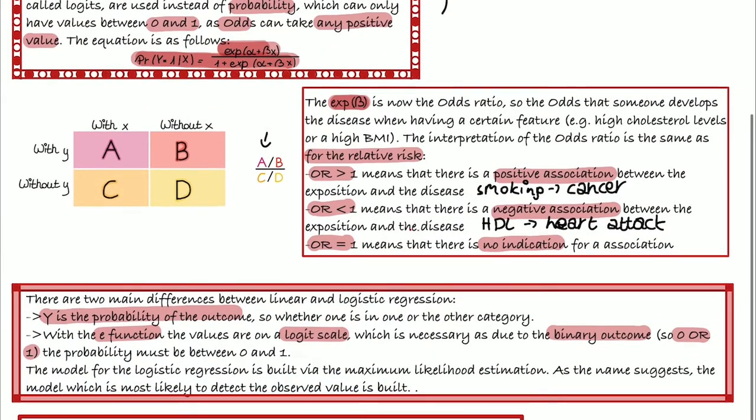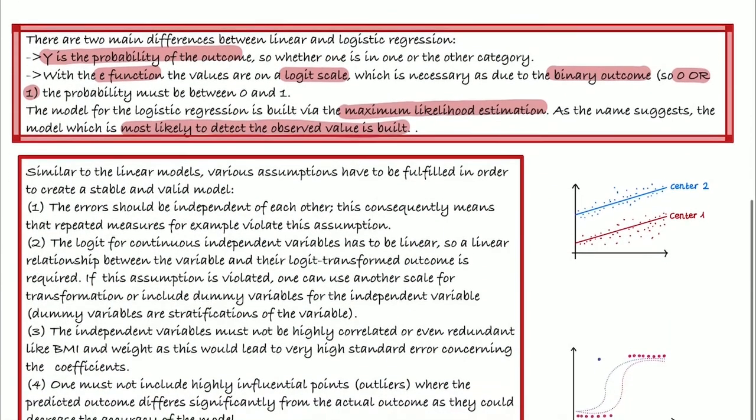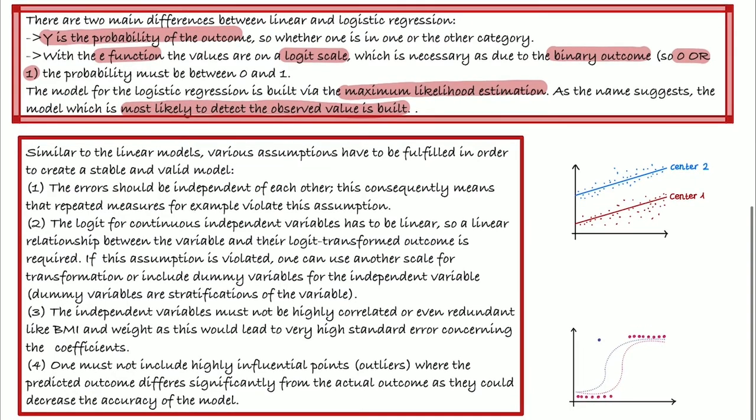And we form this line via the maximum likelihood estimation, and that, as the name suggests, is the model that is most likely to detect the observed outcome. Again, we've got 4 assumptions that have to be fulfilled in order to create a stable model. The first one, similar to what we've said in linear regression, is that the errors should be independent of each other. So repeated measures or also multi-center studies violate this assumption, and we have to adjust for it.